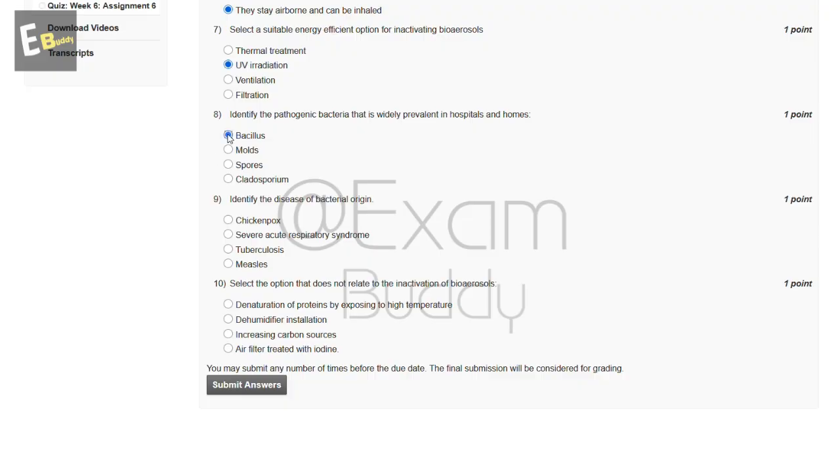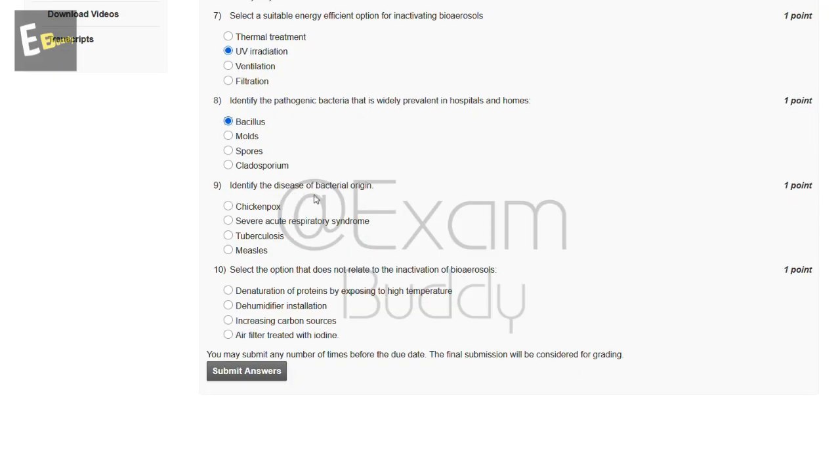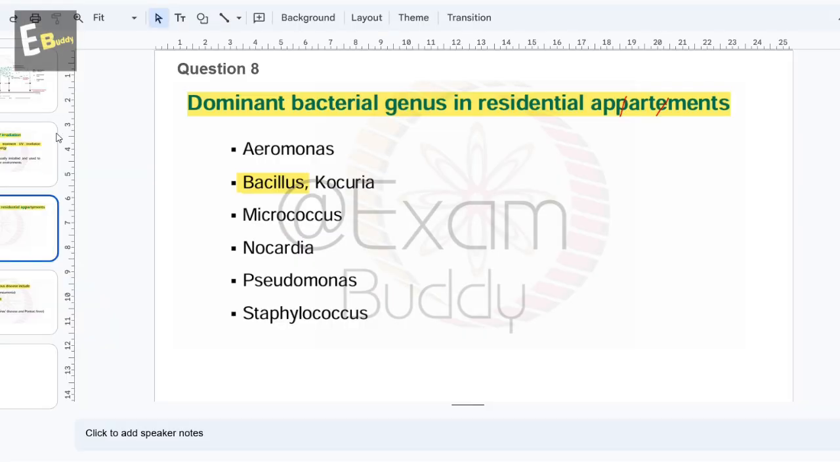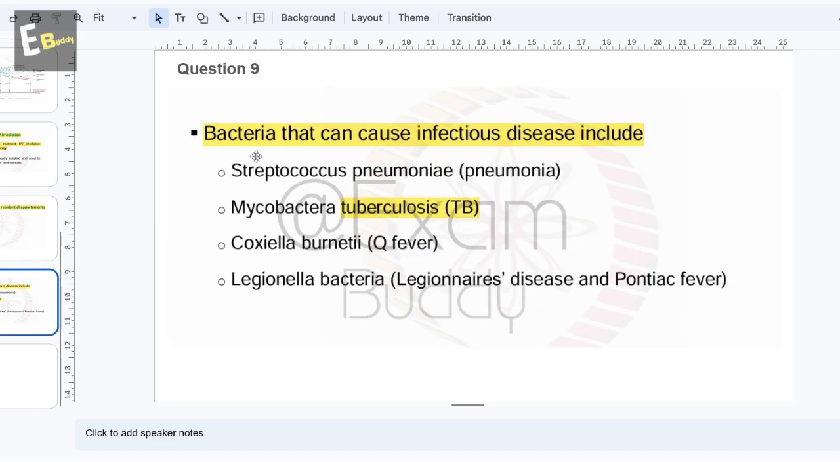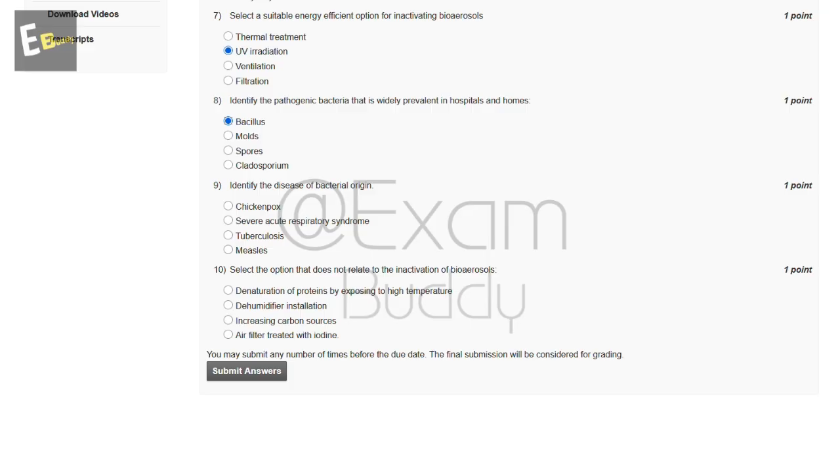Now the ninth question is identify the disease of bacterial origin. So these are the options: chickenpox, severe acute respiratory syndrome, tuberculosis, measles. So let's check the answer of our ninth question. So question ninth, bacteria that can cause infectious diseases include tuberculosis. So the answer of our ninth question is C, tuberculosis.